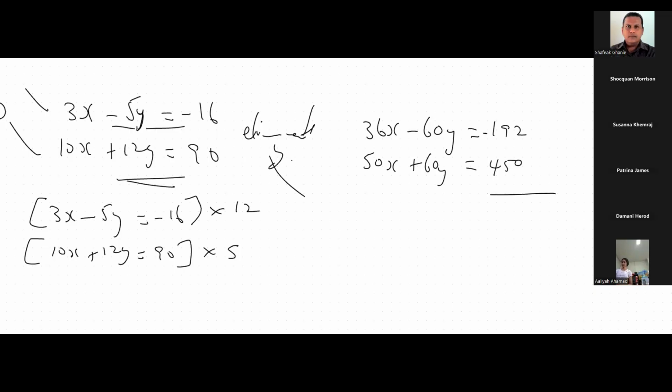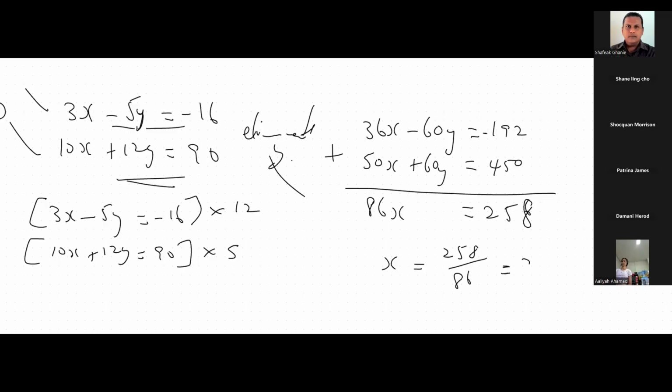So what we can do is add. That will get rid of the minus 60y and the positive 60y. So this is 86x equal to, could you do this for me? 258, sorry. So x is supposed to be 258 divided by 86. I hope you get a nice number here. What do you get? 3? Oh, great, we get a nice number. Good. And now you can take this 3 and substitute it back in one of these equations to get y.